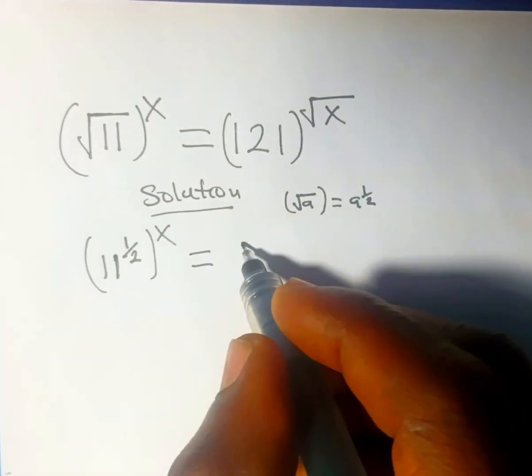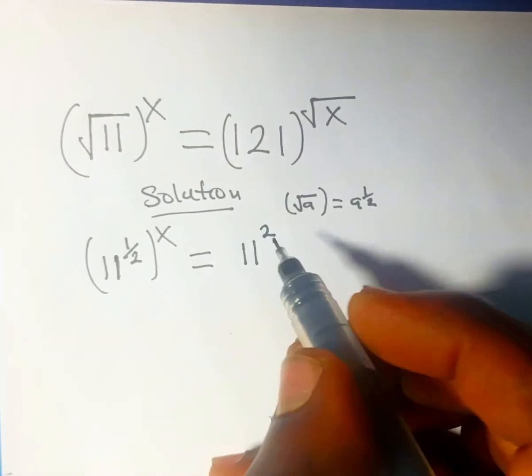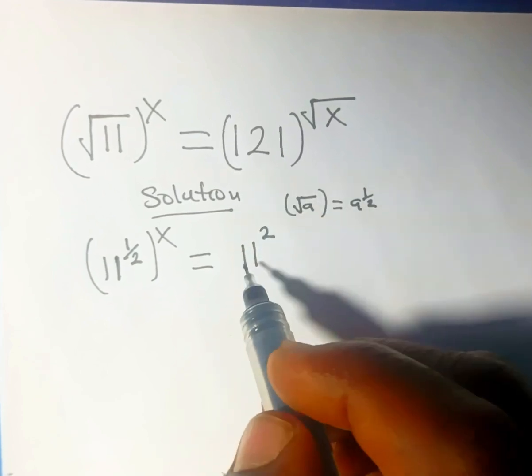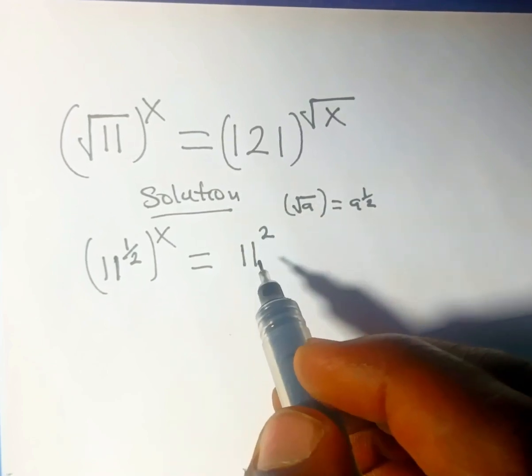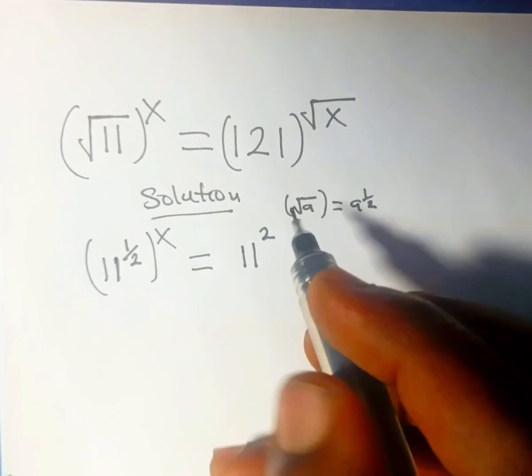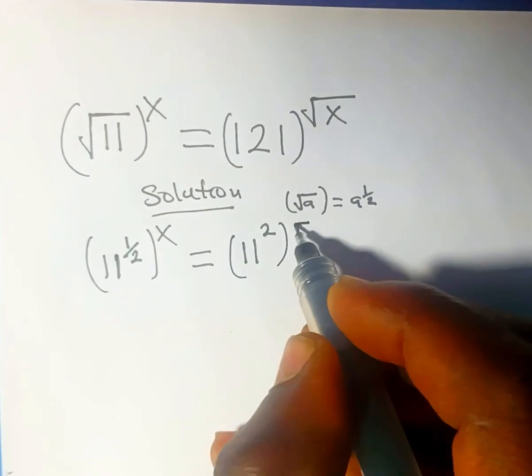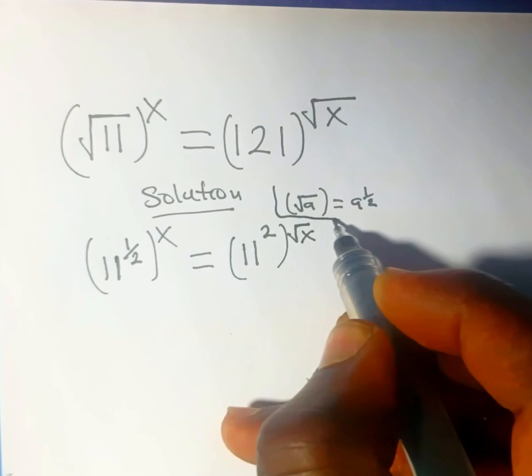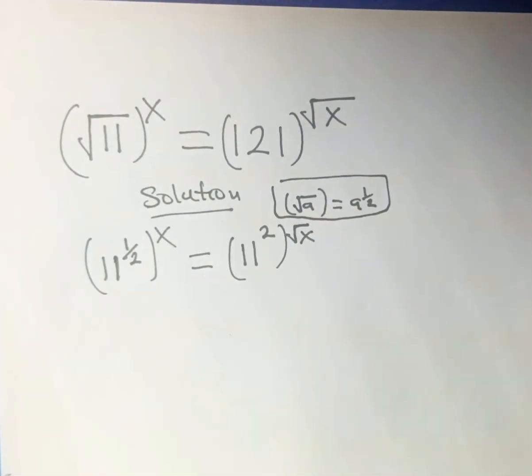This implies 121, in index form to the base of 11, is the same as 11 to the power of 2, because when you multiply 11 by 11, it's going to give us 121. Then all raised to the power of square root of x. So this is the property we just applied to the left hand side.